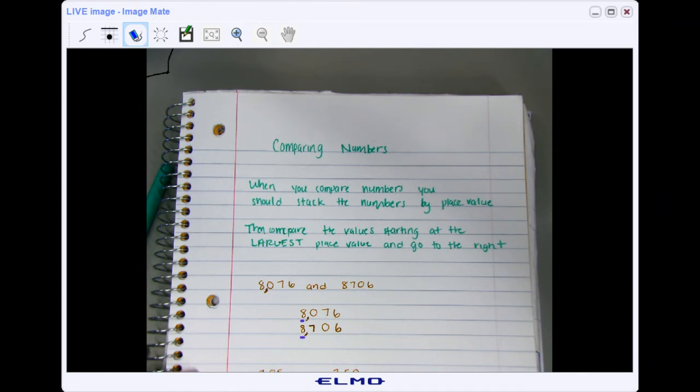I'm noticing that those two digits are the same. They're both 8. So that place value doesn't tell us much about which number is bigger than the other since they have the same digit. When that happens, we go to the next place value. In the hundreds place, I have a 0 and then I have a 7. Which value is going to be larger?